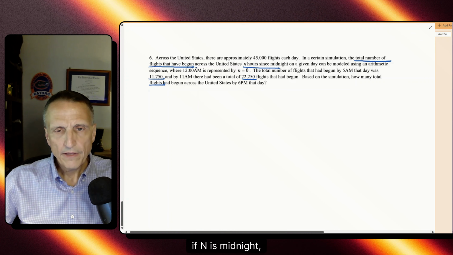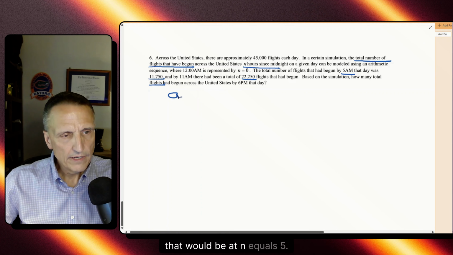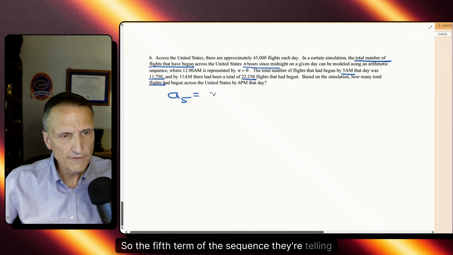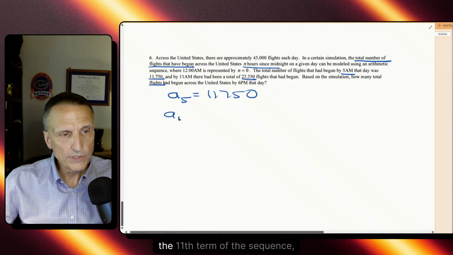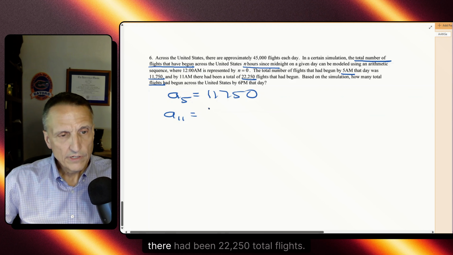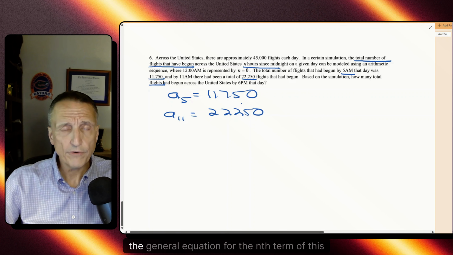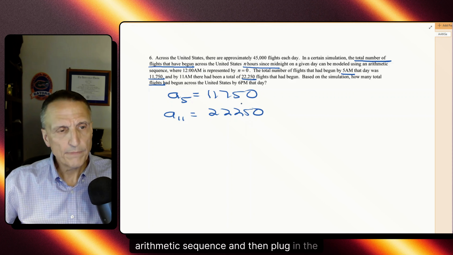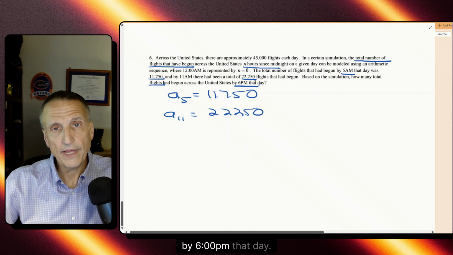Well, if n is midnight, that would mean that 5 a.m., 5 hours later, would be at n equals 5. So the fifth term of the sequence, they're telling us, is 11,750 flights. Then by 11 a.m., which would be 11 hours after midnight, the 11th term of the sequence, there had been 22,250 total flights. So our strategy on this problem is to come up with the general equation for the nth term of this arithmetic sequence, and then plug in the appropriate n value to calculate how many total flights had begun by 6 p.m. that day.